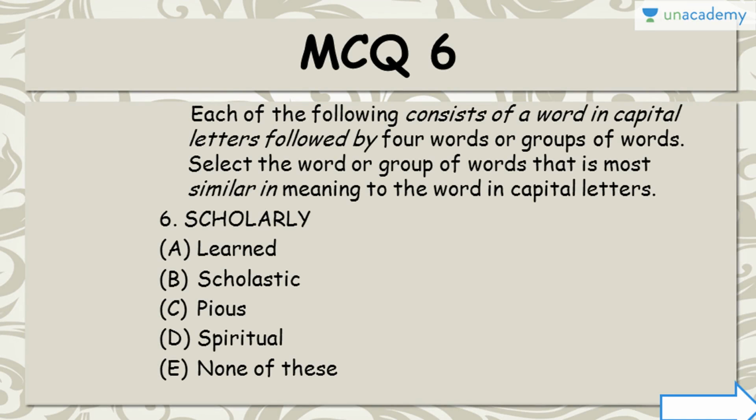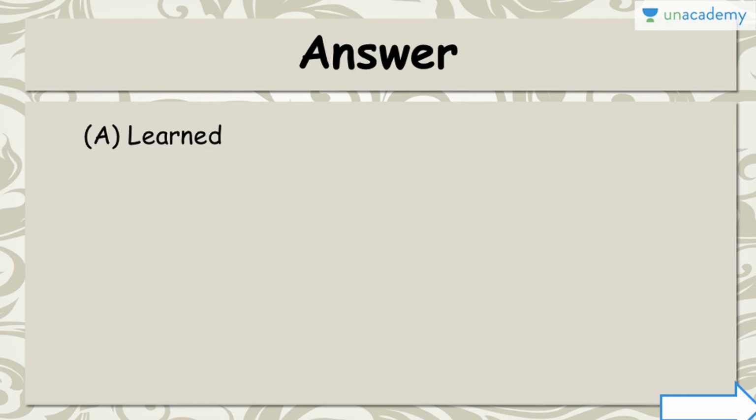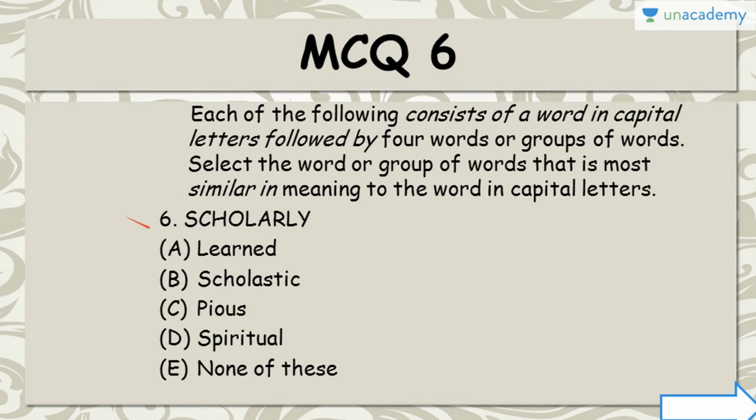Moving on to MCQ 6th. You have to find the word or group of words which is similar in meaning to this word. The word is scholarly, and the options are A, learned, B, scholastic, C, pious, D, spiritual, and E, none of these. So think of the right answer. You may pause the video. The correct answer to this question is A, learned. If someone is scholarly, we know that the person is learned. So next time when someone says that he is a scholarly person, you know that he's a learned man. That's why they're calling him scholarly.